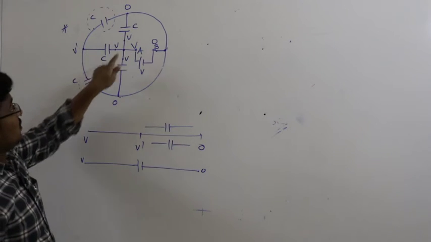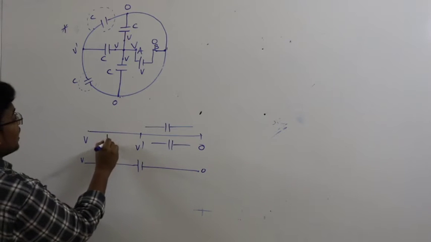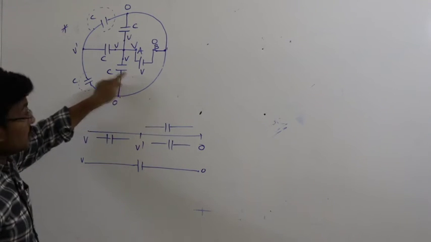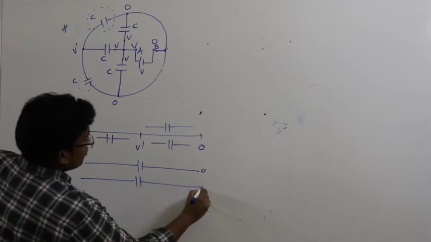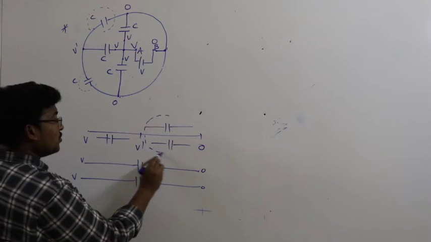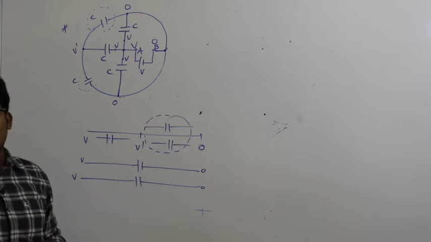Now coming to this one, V and V dash, means it lies between V and V dash. So this one is also done. Now coming to this one, V and 0, means finally V and 0. Now see how these two, their end points are V dash and 0, means they are in parallel.